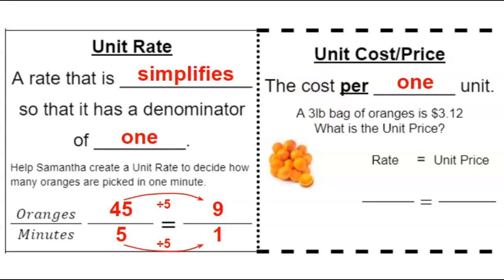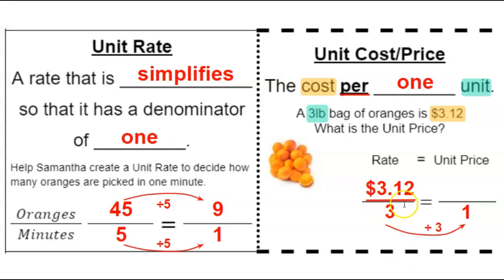So if we have a 3-pound bag of oranges, is $3.12. What is the unit price? Well, the rate is the cost, which is $3.12. So that will go first. Per, fraction line, unit. And the unit is our 3 pounds. And then we want to simplify to find the cost per 1 unit. So we make our 3 become a 1 by dividing by 3.